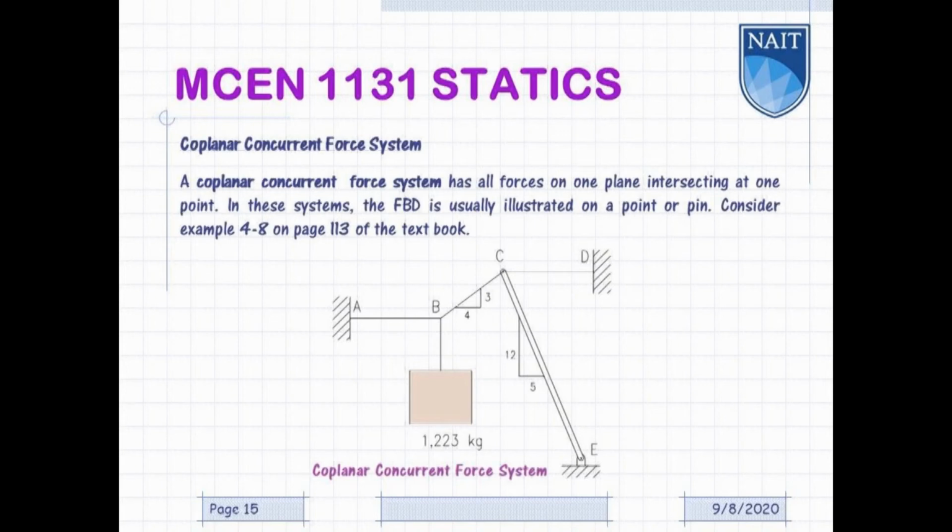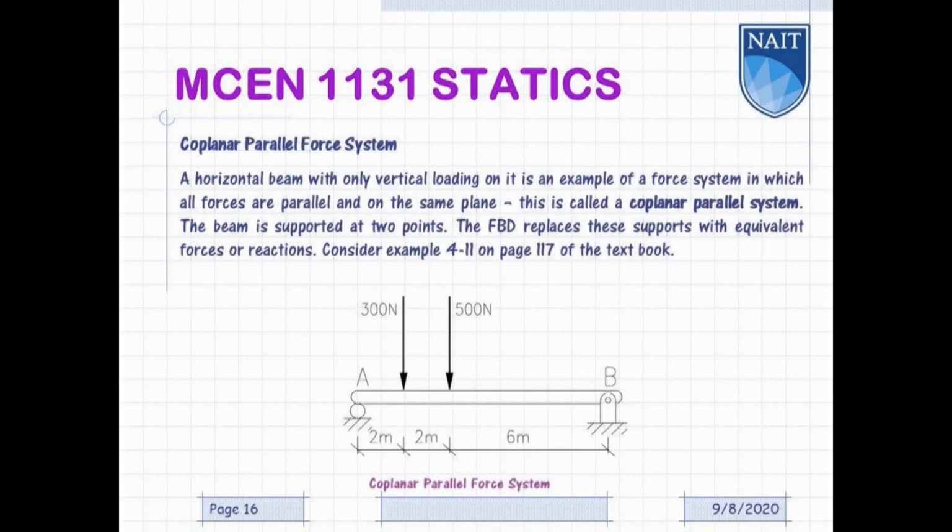Coplanar concurrent force system. A coplanar concurrent force system has all forces on one plane intersecting at one point. In these systems, the free body diagram is usually illustrated on a point or pin. Consider example 4-8 on page 113 of the textbook.